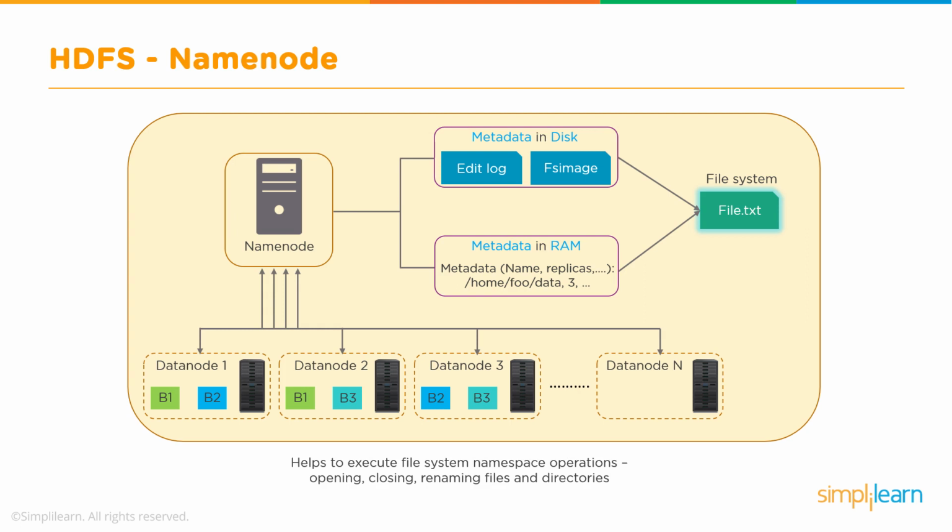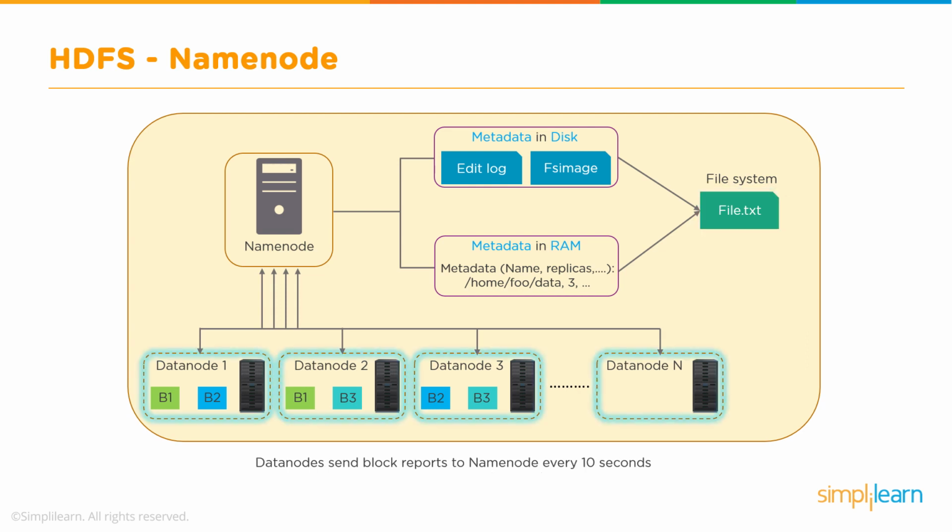Now, as we know, Namenode is the master. It basically helps to execute file system namespace operations such as opening, closing, and renaming files and directories. Even when you delete files and directories, Namenode is involved in all of those operations. And your data node is basically storing the blocks in the disk.